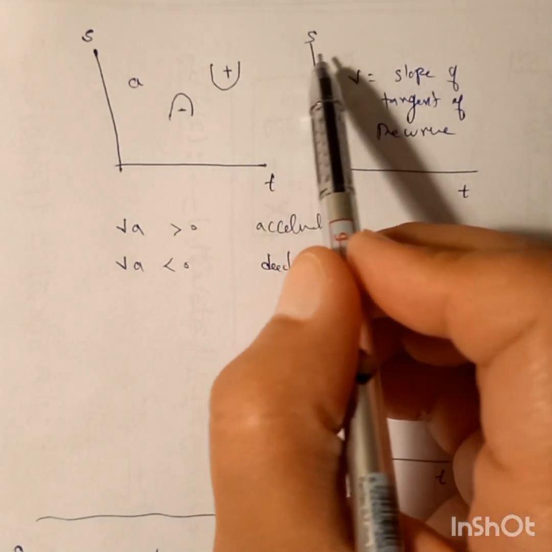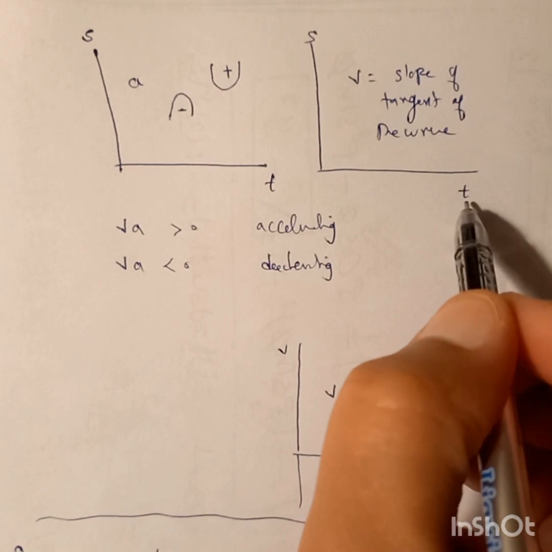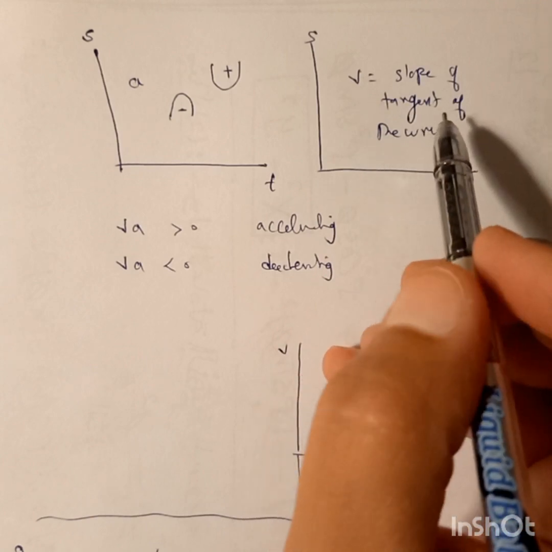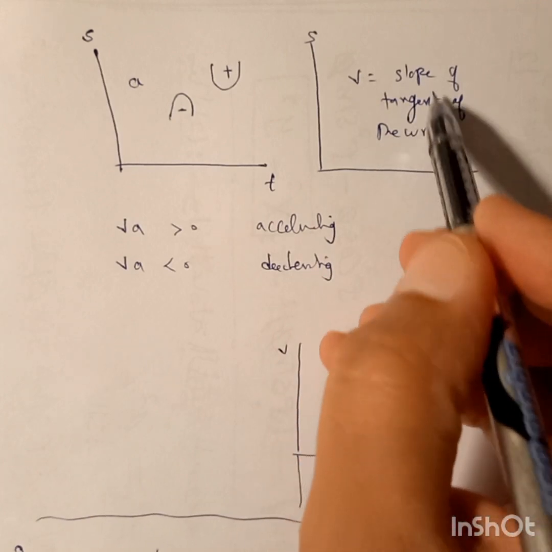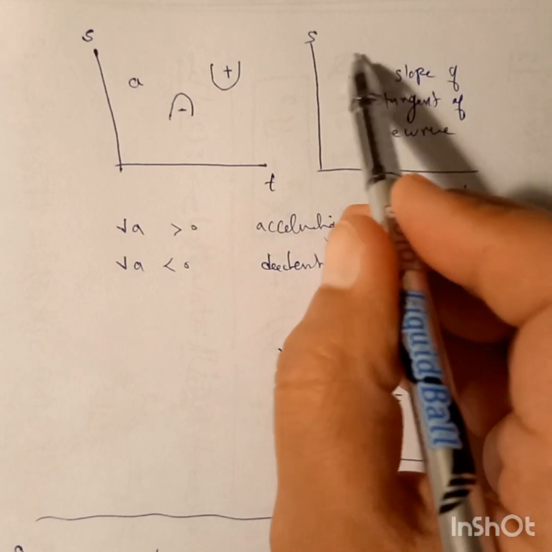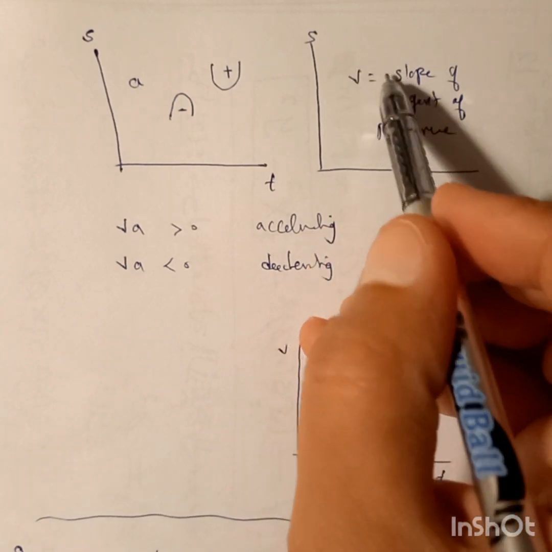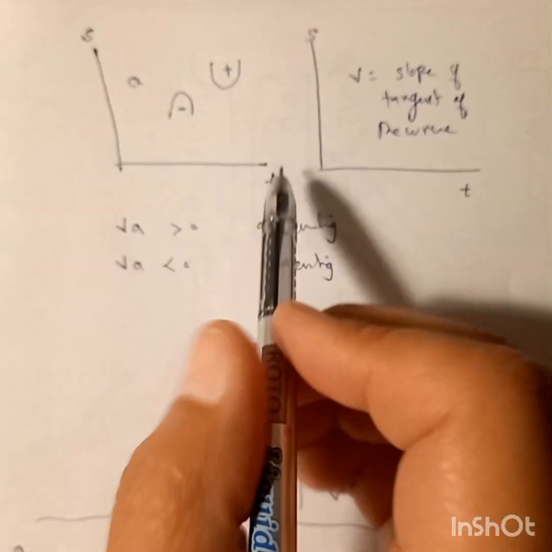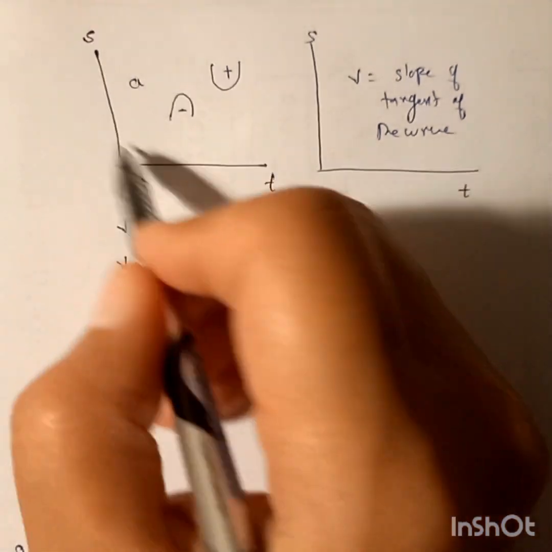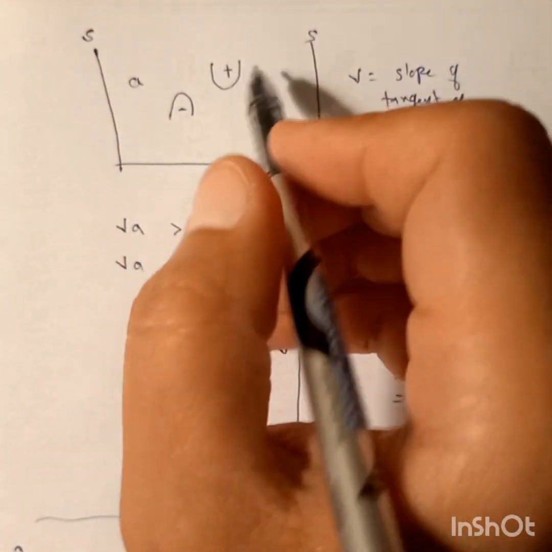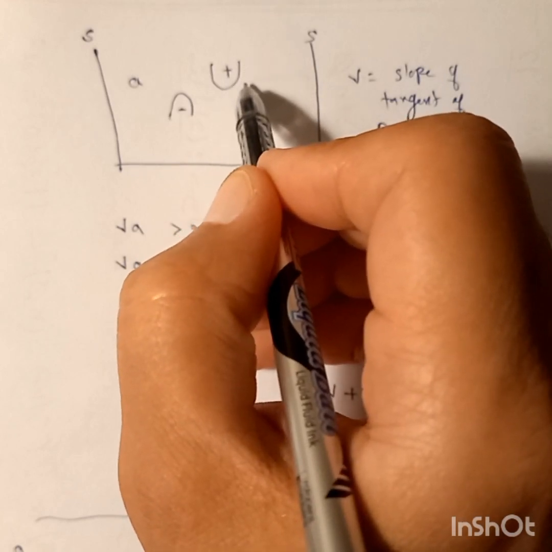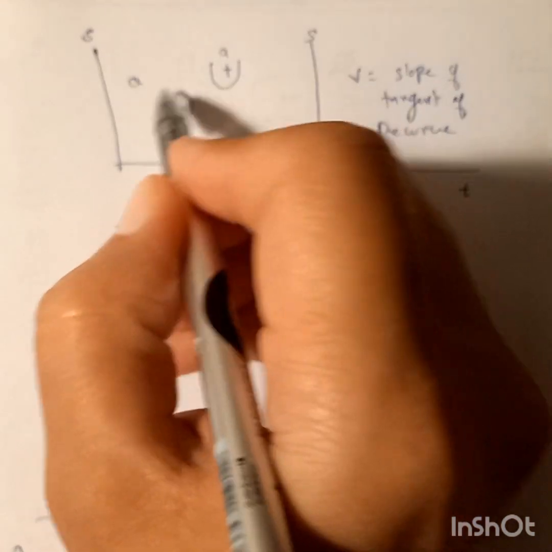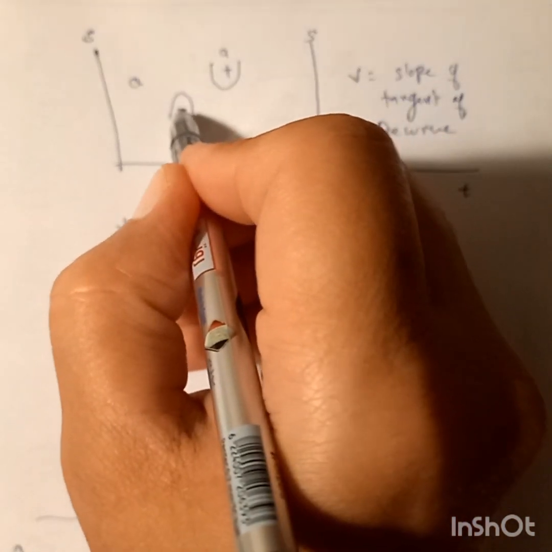If we have a curve representing s or x displacement with time, then the slope of the tangent of the curve at any time t represents the velocity of the body at this time. To find the acceleration from this type of curve, if we have a downward convex curve, then the acceleration is positive. If the curve is upward convex, then the acceleration is negative.